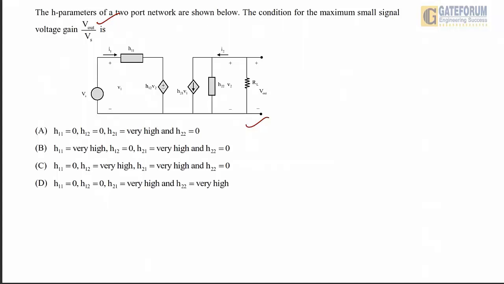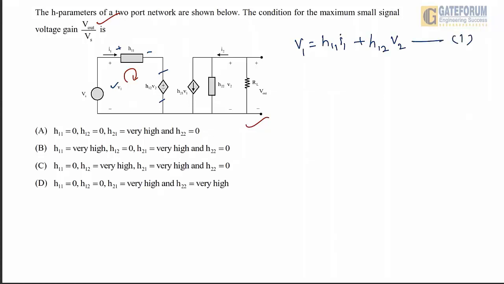Now first of all we'll apply KVL in the input side loop, and here we can write V1 is equal to the voltage across H11, which will be H11 I1, plus the voltage across the dependent source, which is given as H12 into V2. Let's say this is equation number 1.